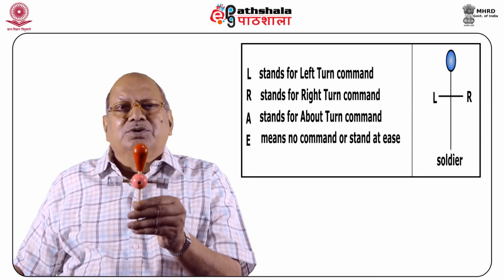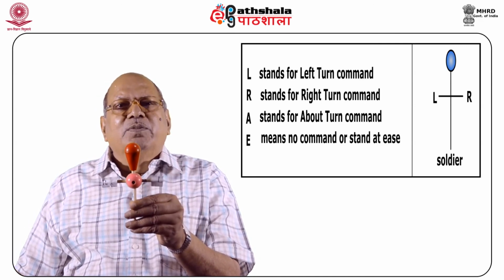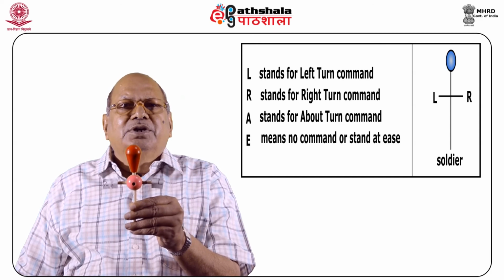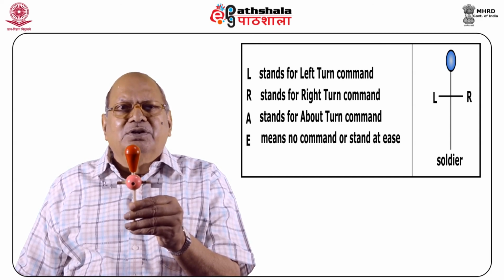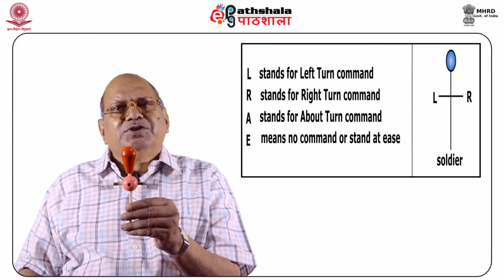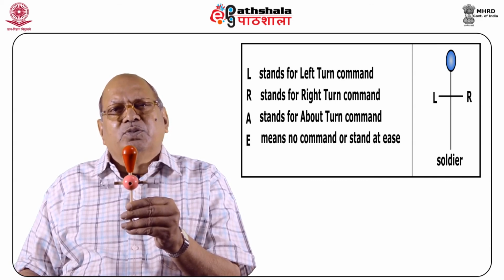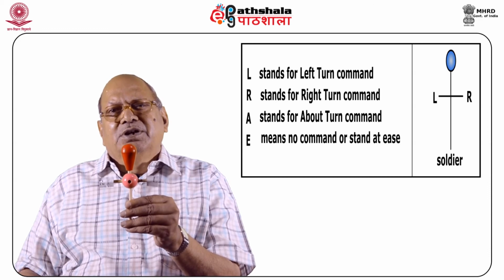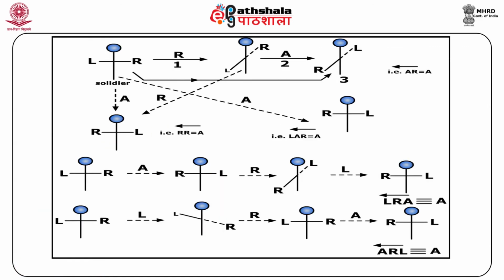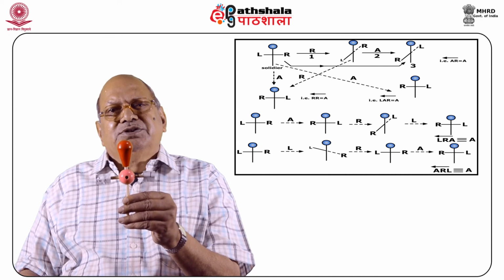So, I will make use of these four movements, and I will show you that these four movements constitute a group. Here I am saying movement. These are not symmetry operations on the soldier. These are face movements. These four face movements L, R, A and E of a soldier constitute a group with E, stand at ease, as identity, and mode of combination as one face movement on command followed by another face movement.